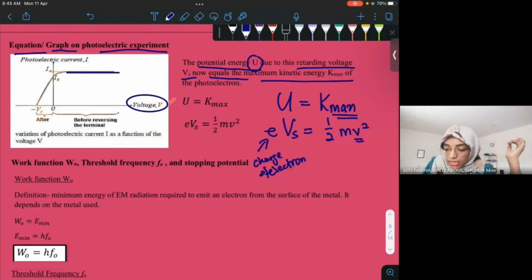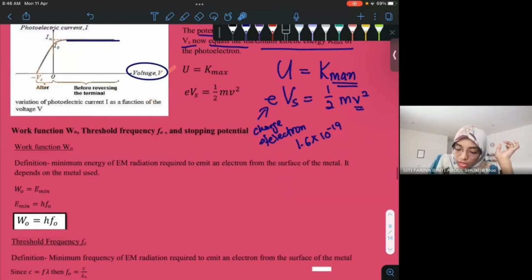Okay, E here is the charge of the electron, which is 1.6 times 10 to the power negative 19, multiplied with our potential, which is the stopping potential. Okay, why is U equals to EVS? Here it is the potential used to stop every single charge, which is your electron. Okay, that's why we multiply with the charge of the electron here.